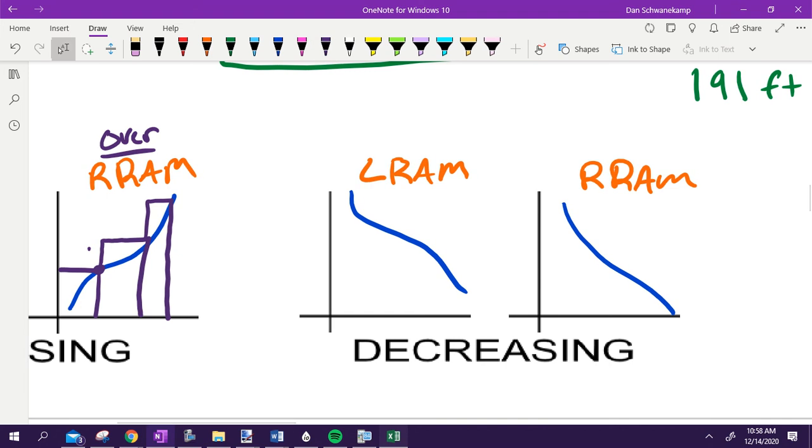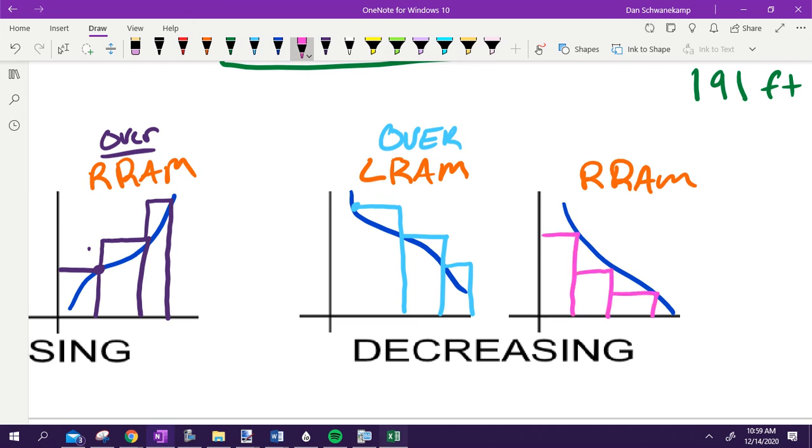Let's talk about a decreasing graph. We're connecting from the left-hand side. So I'm going to start on the left, and I'm going to go over. LRAM, decreasing. Is it over or under approximation? Over, because look, I got these little extra areas that I'm using here. And then obviously if I do RRAM and I connect on the right side of this decreasing graph, I am under.